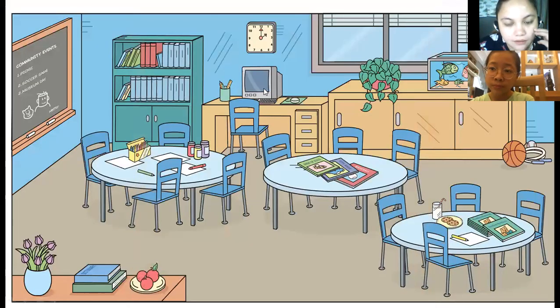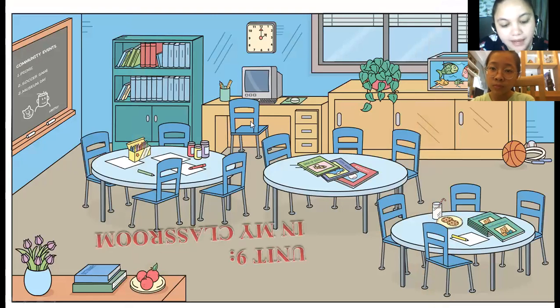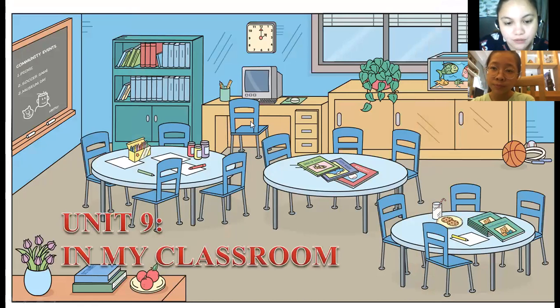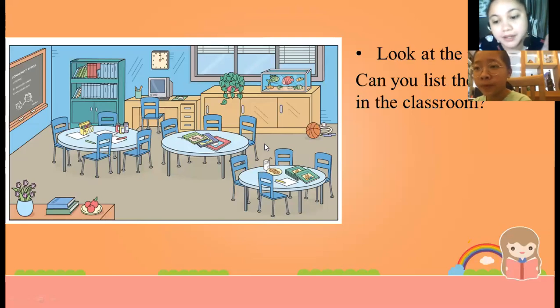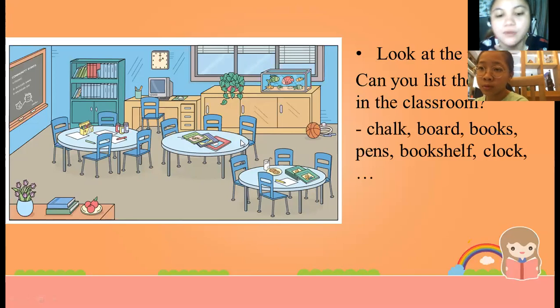All right. So let's talk about my classroom. Look at the picture, Laura. Can you see the list of objects in the classroom? So we can see here, these are the words: chalk, board, books, pens, bookshelf, and clock. Can you see these things in the picture? Yes. All right. So where is the chalk? Can you circle it?